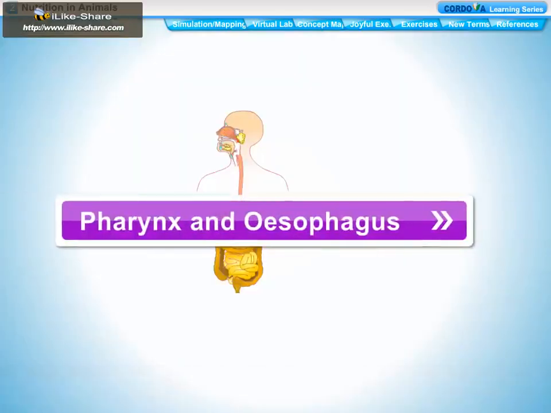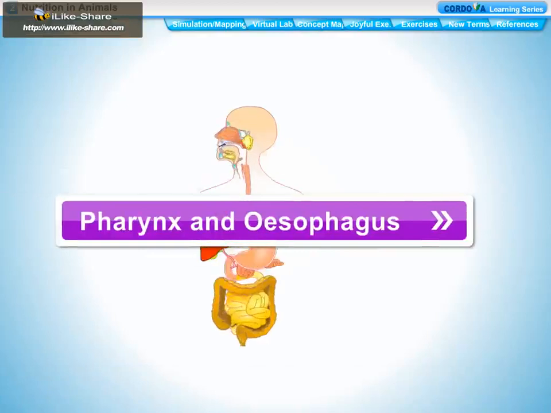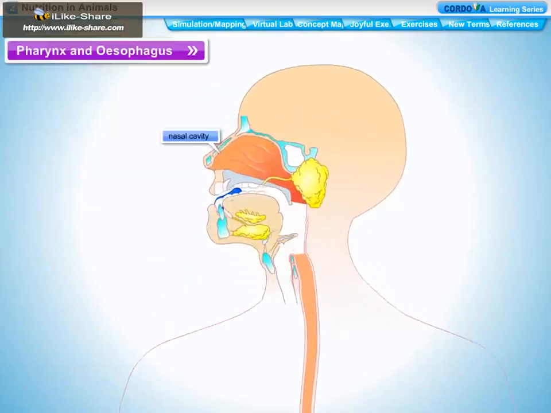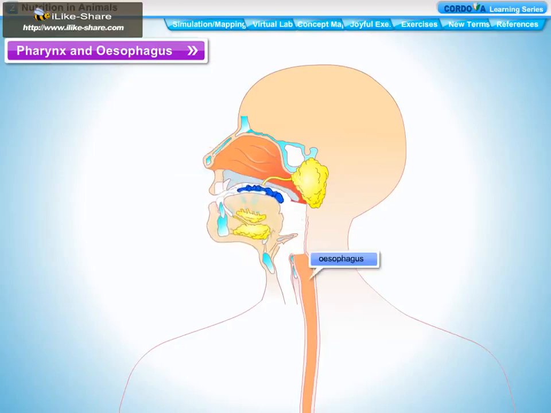Pharynx and esophagus. The tongue pushes the chewed food into a short, muscular tube called the pharynx. From the pharynx, the food goes into a long and narrow muscular tube called the food pipe or esophagus.